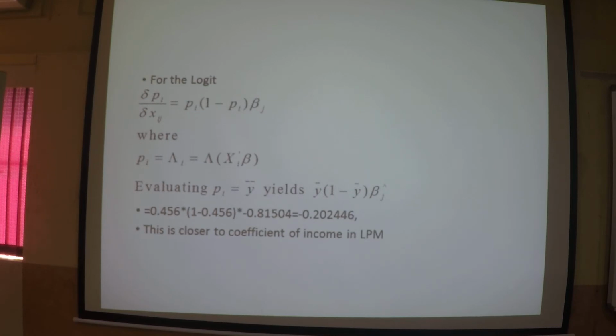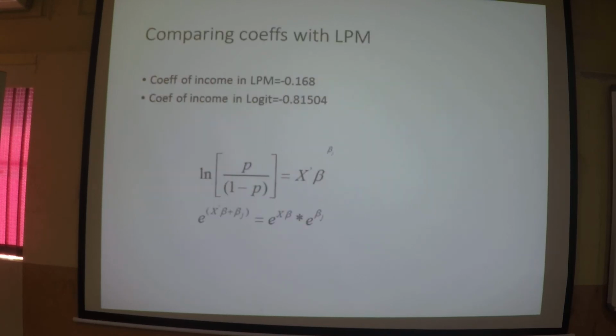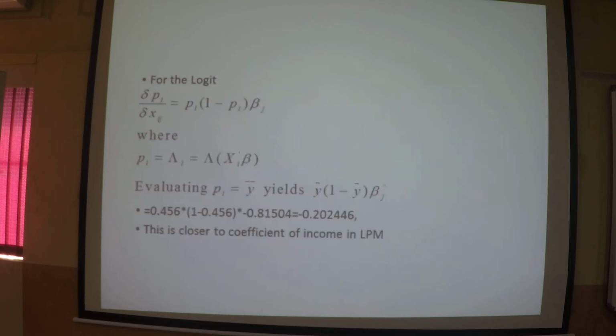No, let us go back to this. So think of this, log of p upon 1 minus p is x dash beta, right. So p upon 1 minus p is e raised to x dash beta. So what you get from here is the partial derivative of p i with respect to x ij is p i into 1 minus p i. Can you tell me why? But by simply differentiating, what will you get?